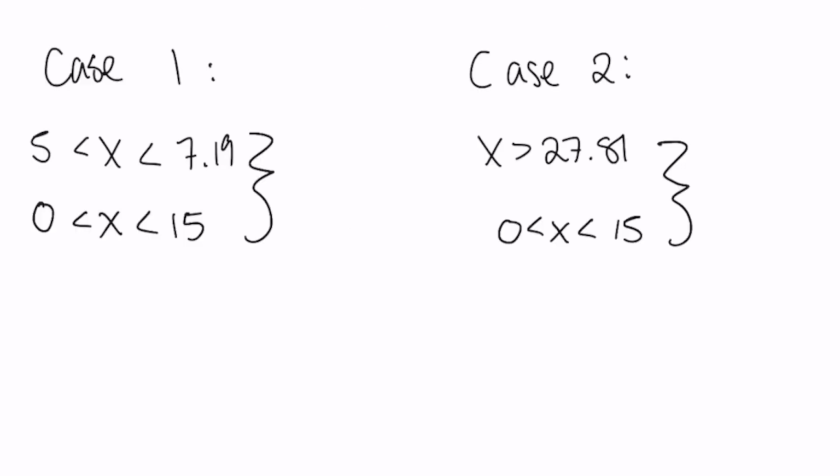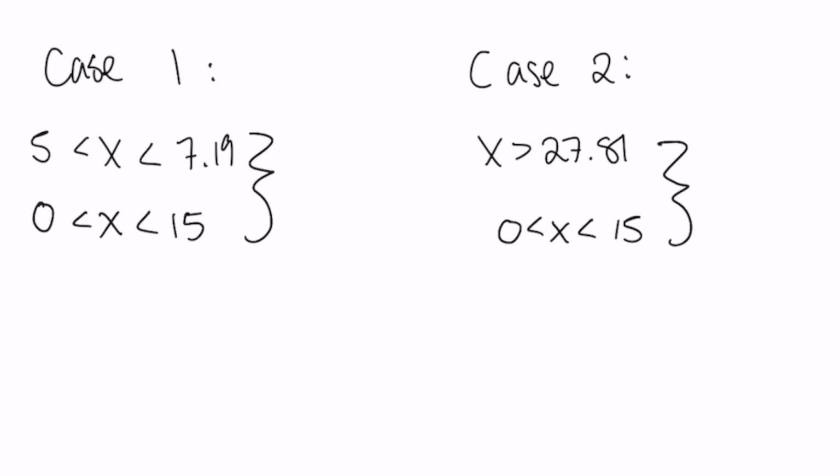So now we have two cases. We have case 1, where you choose an x value between 5 and 7.19, and that produces a volume greater than 4,000. And the x value at the same time has to be between 0 and 15, because we can't have negative side lengths or side lengths equal to 0. So these two events need to occur at the same time.